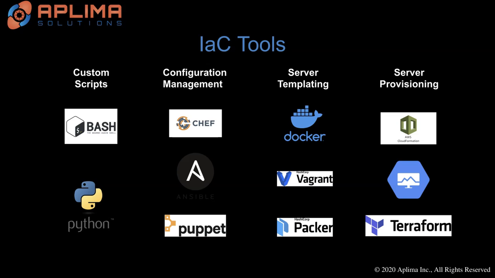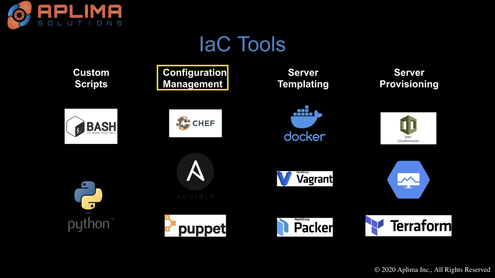IaC tools can be broadly classified into 4 major categories. The first category is custom scripts. You can write your own custom scripts to automate all of your manual tasks. And you can use a programming language of your choice, whether you're using Python, Ruby, or something as simple as a bash script.